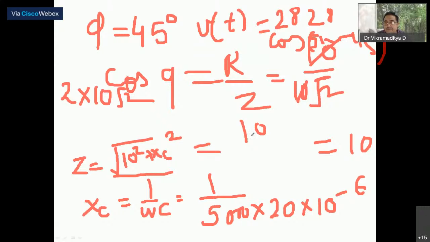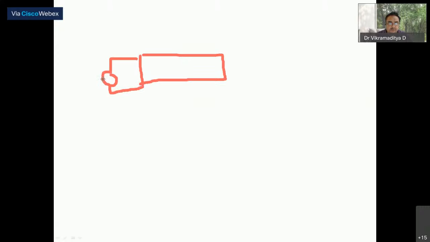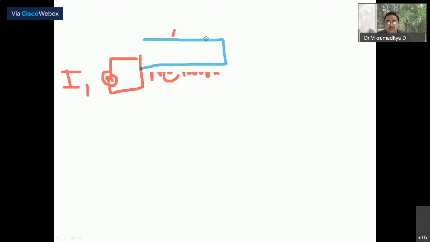Now, the next question which I am taking is a very important question. The question is, you have been given a network like this. This is a current source. This is a network. I don't know what is there, but this is a network consisting of elements and many things, sources and like this.